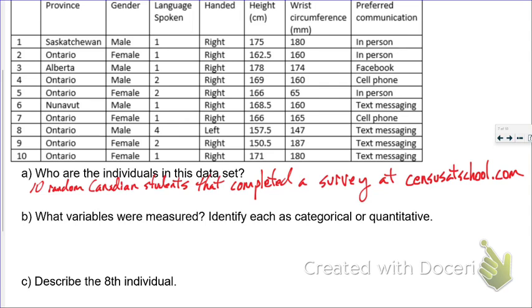The variables that were measured, well, we need to identify as categorical or quantitative. So let's do it this way. There's a few ways you can do it. I'm going to do it this way. Looks like province is categorical because they're responding with a descriptive word. There's no value attached to what they're saying. Gender, categorical. Number of languages spoken, so that becomes quantitative.